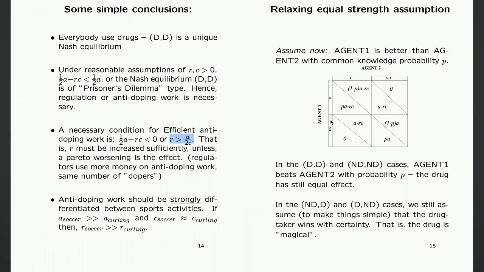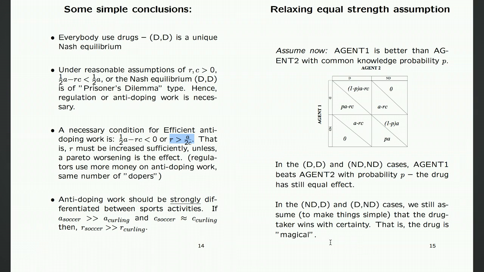Given this assumption, of course, this matrix changes. We have to add some p's in it somewhere, and it turns out there is a 1 minus p here and a 1 minus p here. There is a p there and a p there. Okay, this is just simple logic related to computing expected payoffs given this assumption. So what happens now? It says here that in the DD and NDD and the ND cases, agent 1 beats agent 2 with probability P. The drug has still equal effect. Okay. In the ND cases, we still assume, to make things simple, that the drug taker wins with certainty. That is, the drug is magical.